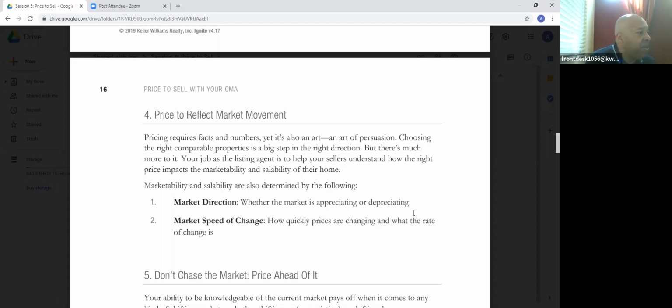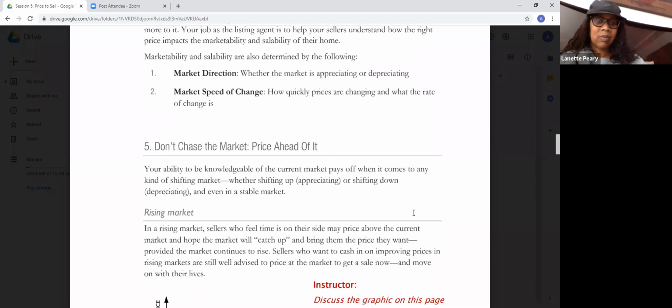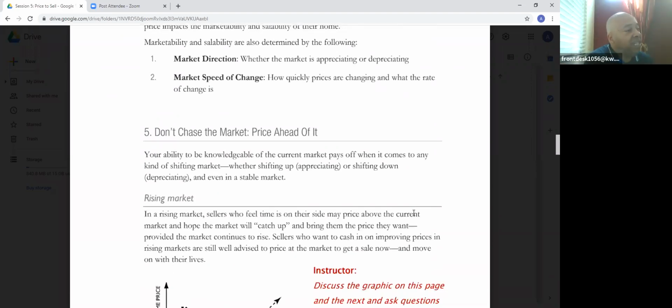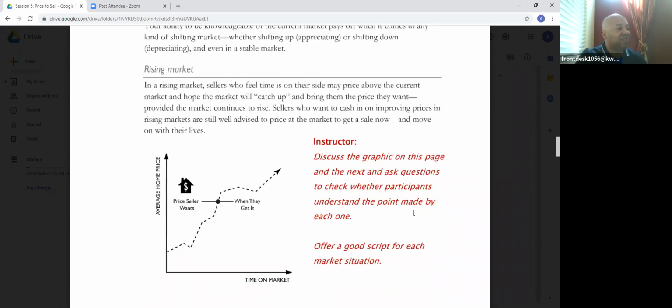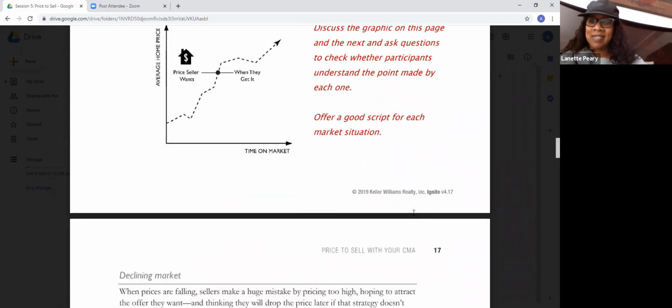And then it says market speed of change: how quickly prices are changing and what the rate of change is. We're not sure of that either. And then it says don't chase the market, price ahead of it. During this time, we're just in a wait-and-see mode. We wait and see what happens. Yeah, but we've got to make some money.